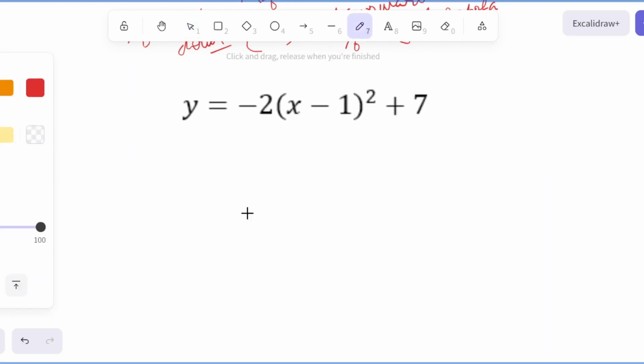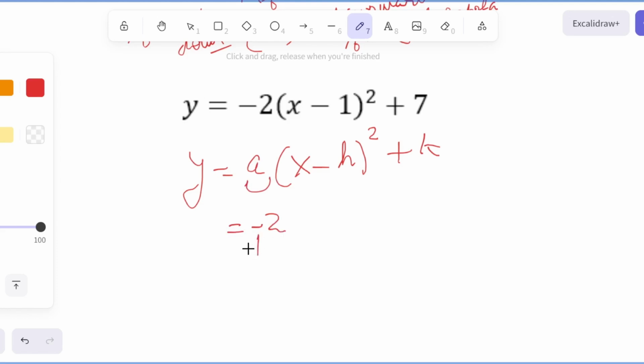Yes, buddy. So if you see here, again we write the standard equation a times (x minus h) squared plus k, right? The a value is minus 2, so negative says it's flipped down. And 2, because the a value is greater than 1, it's a vertical stretch, isn't it? Agree? Because the value of a is greater than 1.